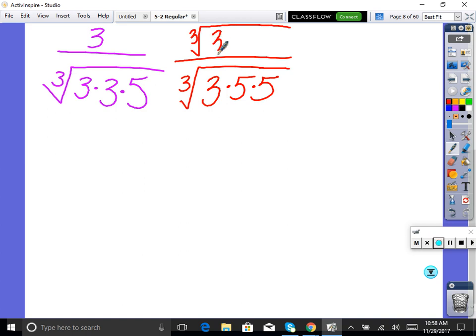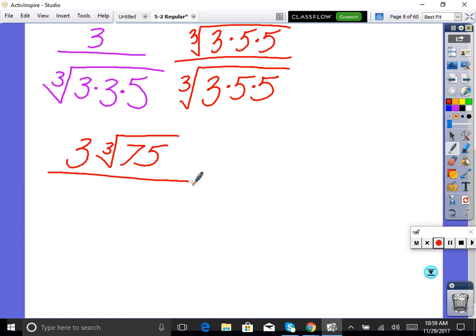So we have a 3 times 5 times 5. Now if you look at the top, we have a 3 on the outside, so that's still going to be there. And while we have it broken apart, let's see if we can pull out any groups of 3. We have 1 3 and 2 5s, so no. So 5 times 5 is 25 times 3 is 75. And we already know the cube root of 75 won't simplify since we were looking at it right here.